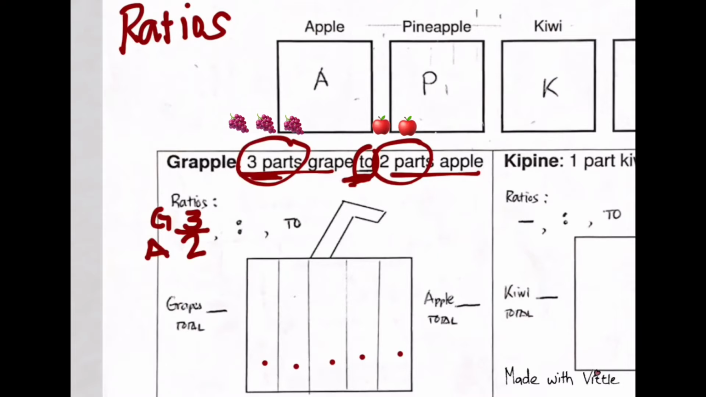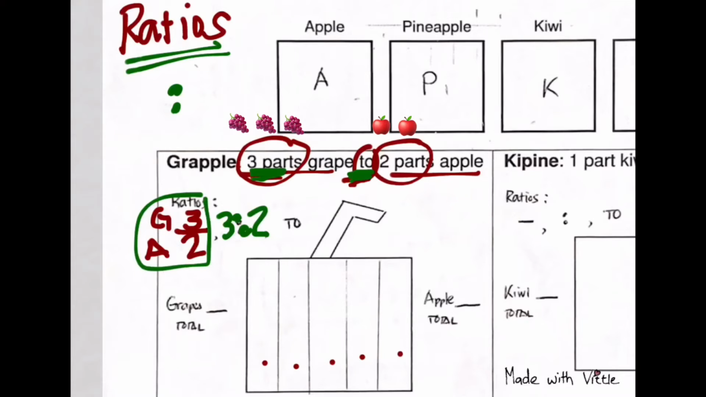Now, how else can we write down a ratio? With the use of the 2 dots, remember? The first one that came before the word "to" should be written before the 2 dots. So that's going to be the 3 parts grape. And then after the 2 dots will be the number that came after the word "to," which is the 2 parts apple. So that's read 3 to 2. Just like your fraction, that is read 3 to 2, meaning 3 parts of grape to 2 parts of apple. And that's the same thing here.